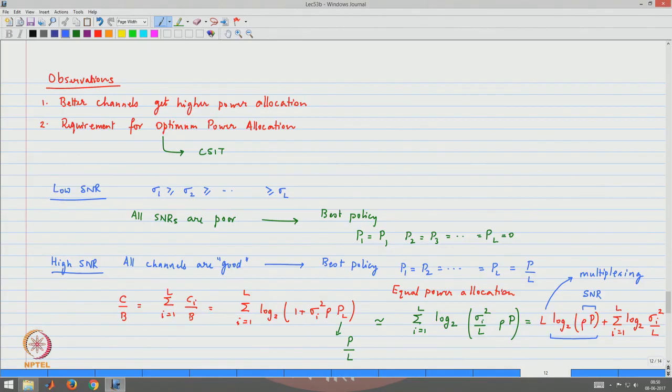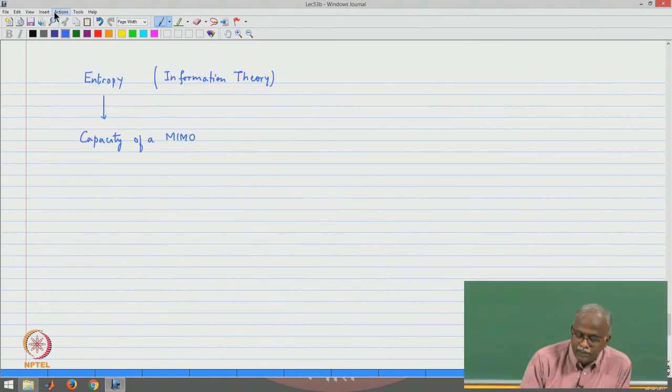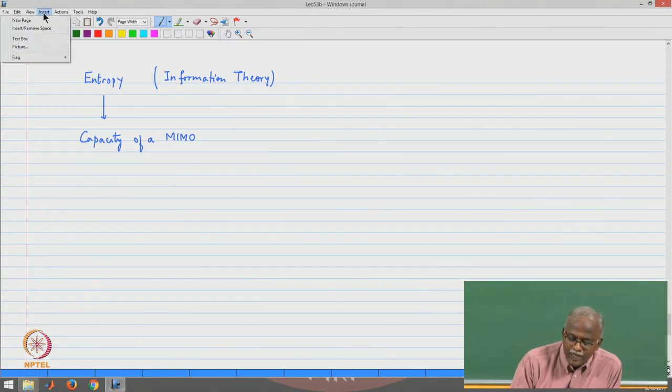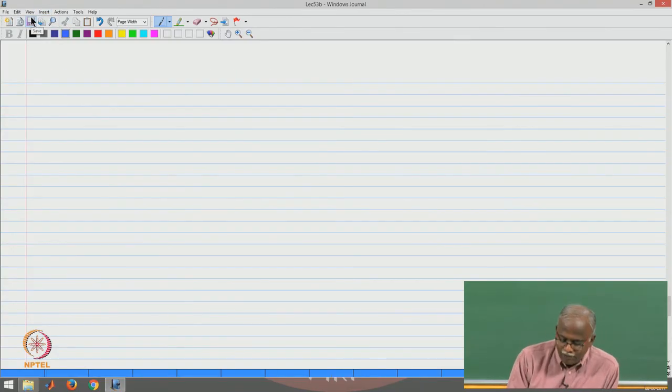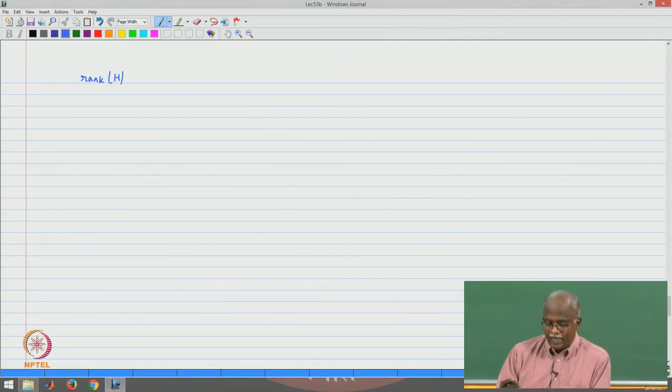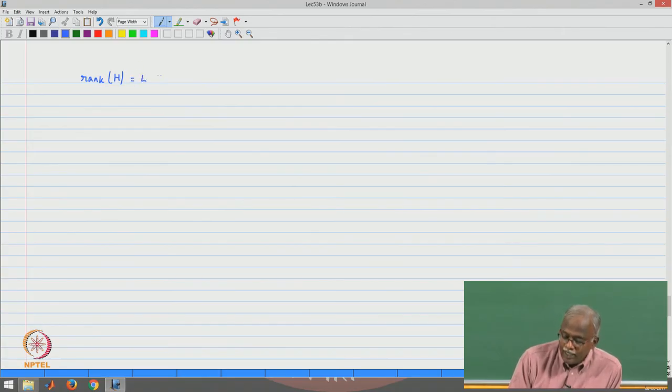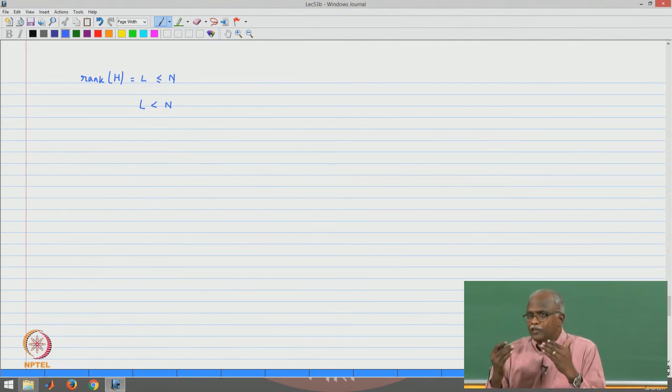Now, the last observation is what happens when the rank of H is not equal to the dimension. Basically, when we find that the rank of H is less than full rank. So, we said the rank of H is equal to L, which is less than or equal to n. So, what if L is less than n? In other words, we do not have full rank and we have fewer channels.